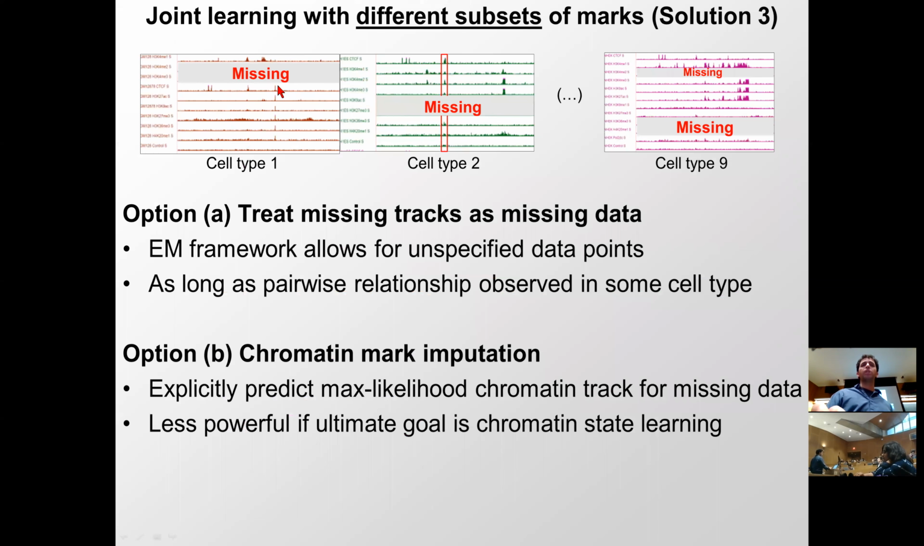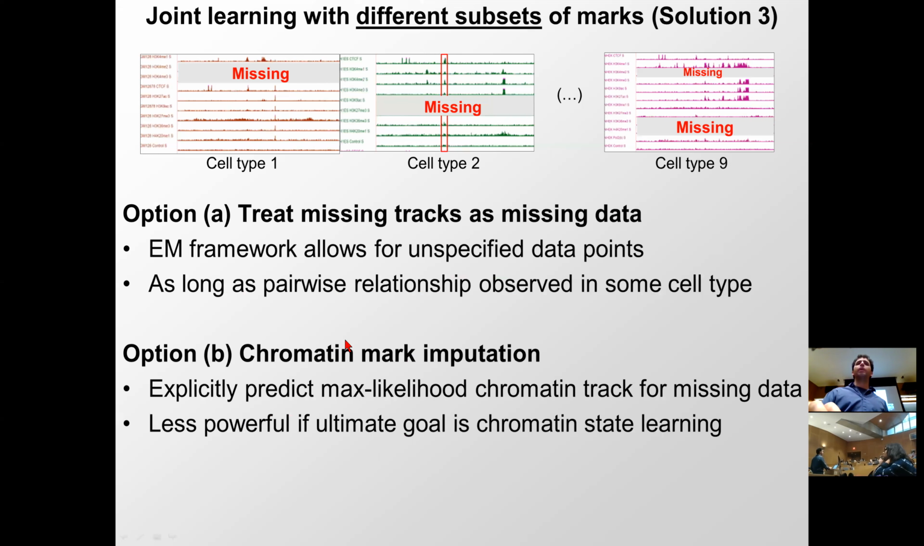The challenge, of course, is that you may have some missing experiments. So in one cell type, you may be missing two marks. In another cell type, you may be missing two other marks, and so on and so forth. So how do you deal with that? Well, you could let your model treat the missing tracks as missing data. Hidden Markov models have the entire machinery that you need for that, by integrating over the missing data. It's more expensive computationally, but you can do that.